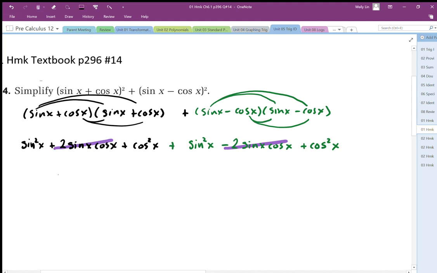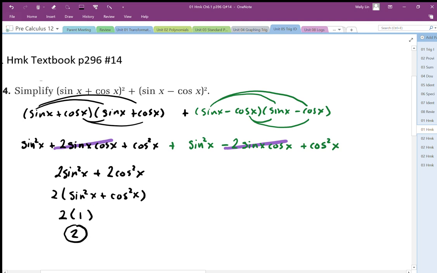We end up with 2 sine squared x plus 2 cos squared x. We can just factor this out: 2 times sine squared x plus cos squared x. That is a Pythagorean identity. That's equal to 1. So sine squared x plus cos squared x equals 1. And then our final solution would be 2. This simplifies all down to 2.